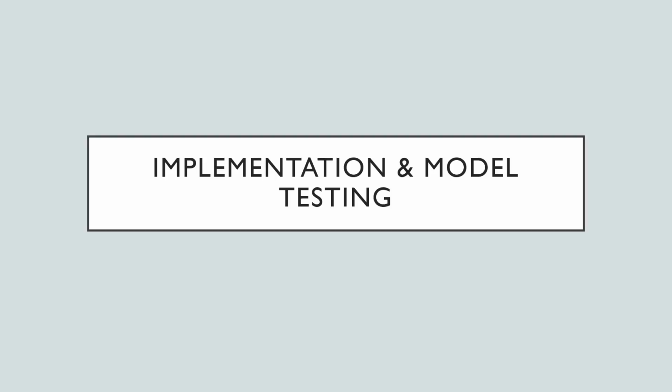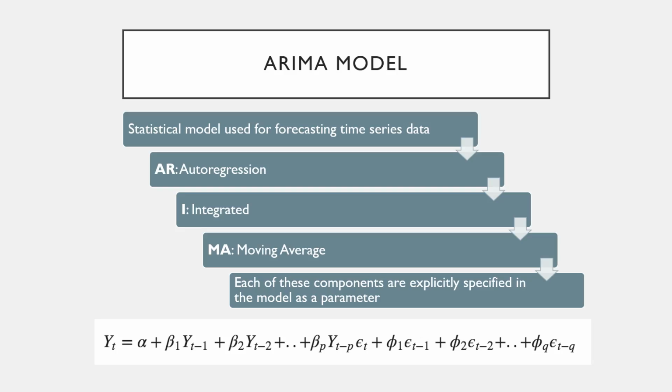Welcome back. Now that we've covered the exploratory data analysis, I'll discuss the implementation and model testing. The machine learning model I have chosen to implement is called ARIMA. ARIMA is a forecasting algorithm based on the idea that the information in the past values of the time series can alone be used to predict the future values.